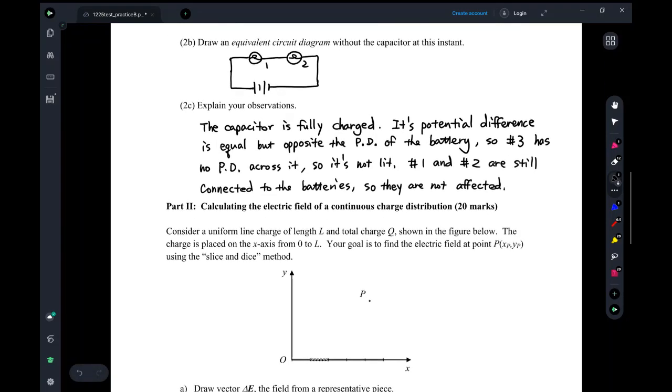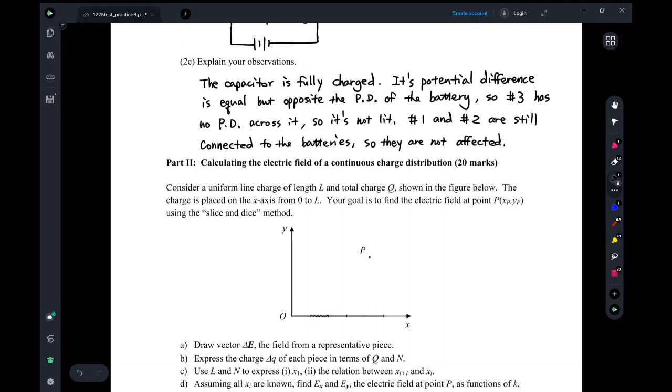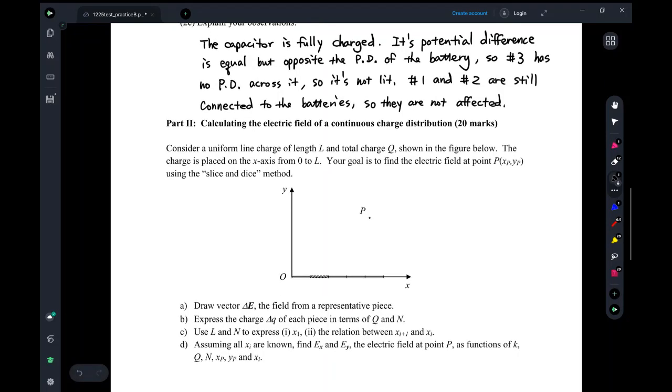Okay, let's do part 2. Consider a uniform line charge of length L, total charge Q, shown below. The charge is placed on the x-axis from 0 to L. Your goal is to find the electric field at point P using the slice and dice method.